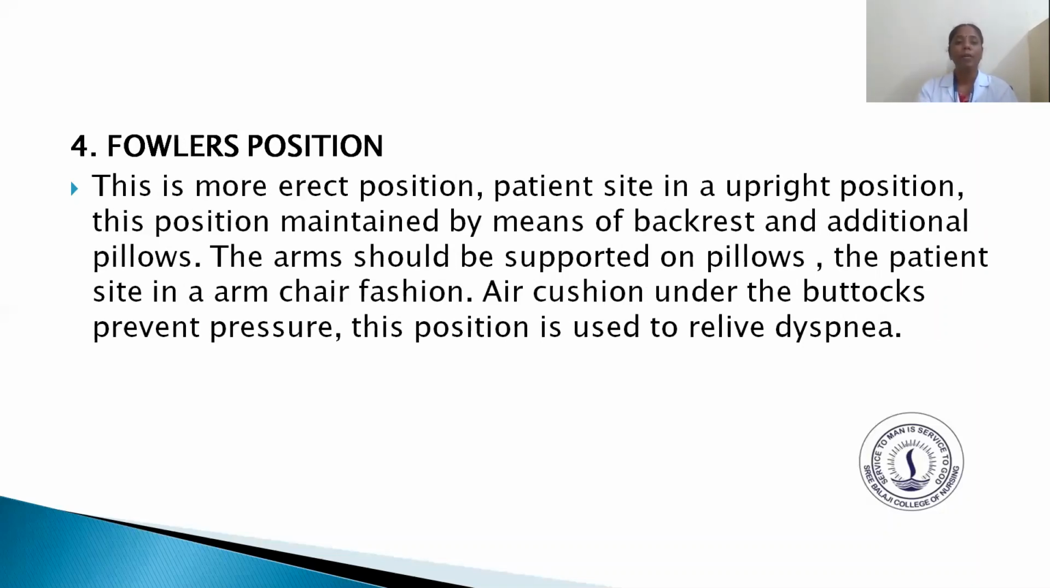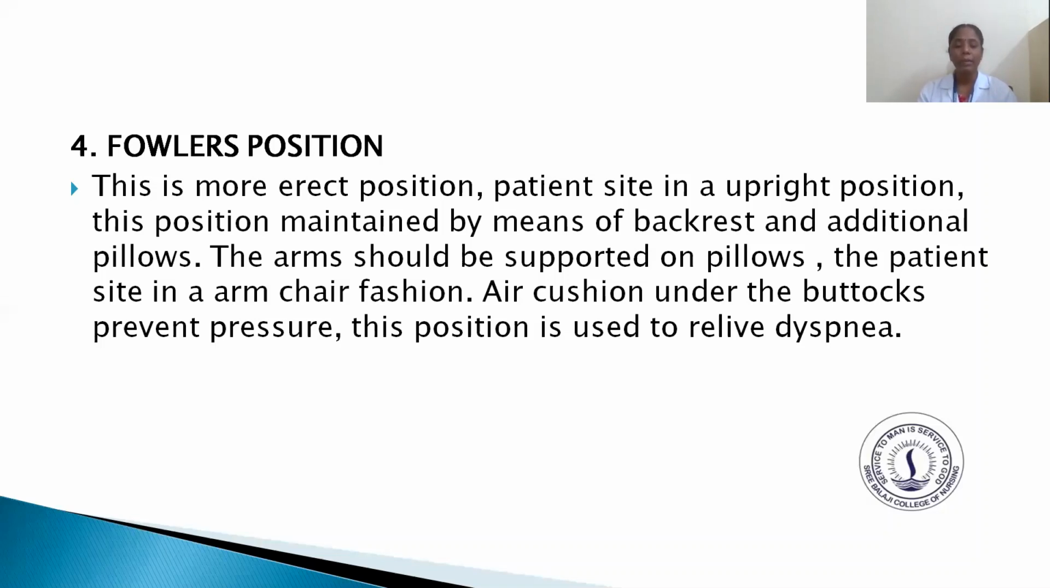Fourth one, Fowler's position. This is a more erect position. The patient sits in an upright position. This position is maintained by means of a backrest and additional pillows. The arms should be supported on pillows. The patient sits in an armchair position. An air cushion under the buttocks prevents pressure. This position is used to relieve dyspnea.